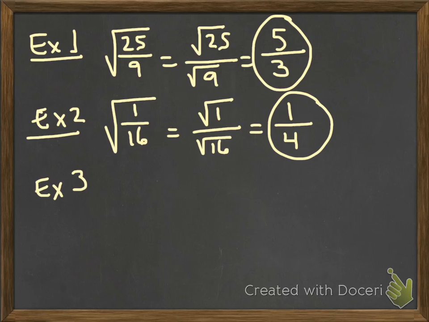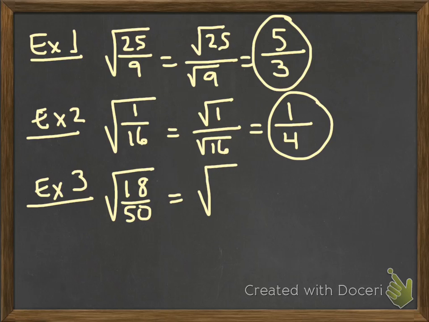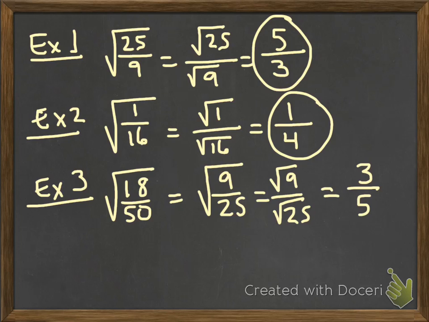Example 3, radical 18 over 50. Okay, you can reduce this fraction. 2 goes into both. So if I reduce the fraction, I get the square root of 9 over 25. And you can take the square root of 9, and you can take the square root of 25. So the answer is 3/5.